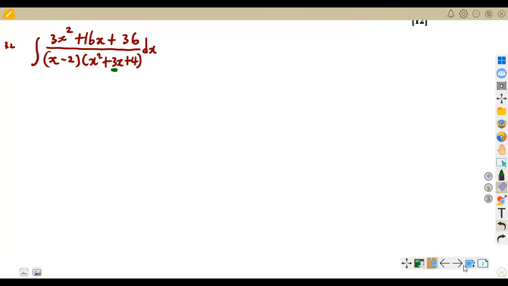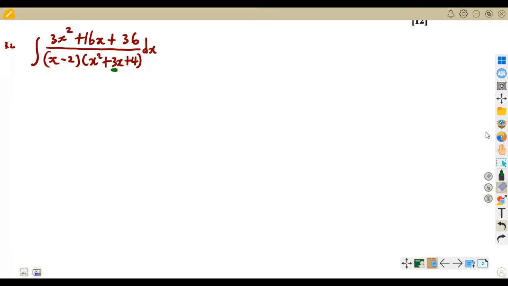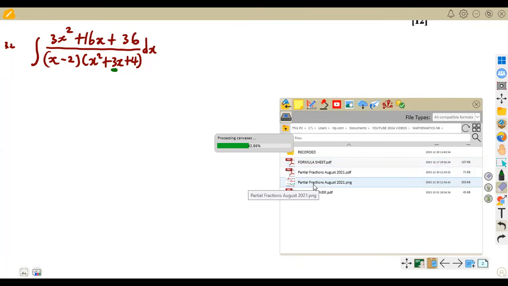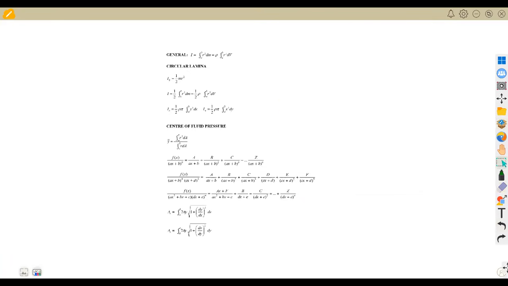Where is my formula sheet, guys? I need my formula sheet here. I want us to check something. I removed it, maybe. Let me try to insert this page. I want you to see something here, guys. Very sorry for this. I thought I had already inserted this. But anyway, let me just try and explain.